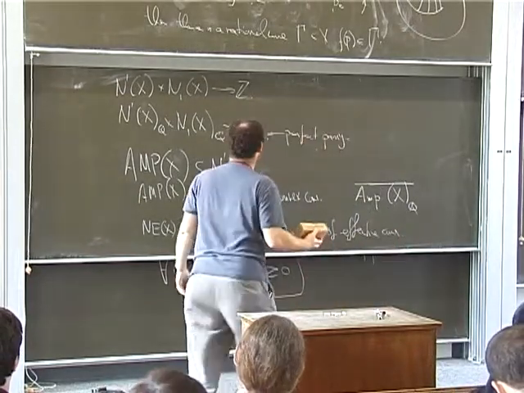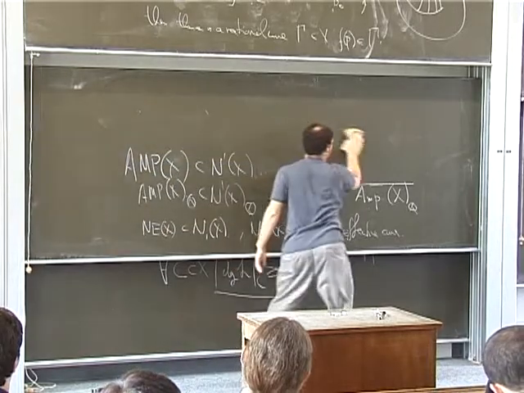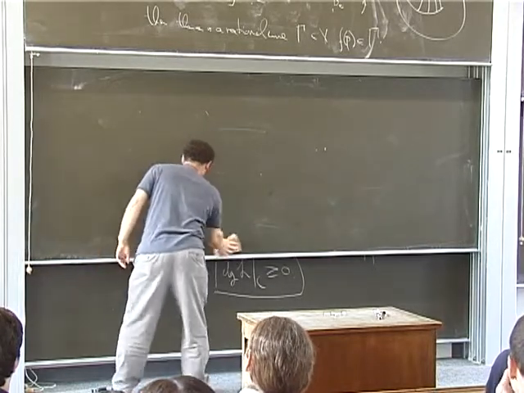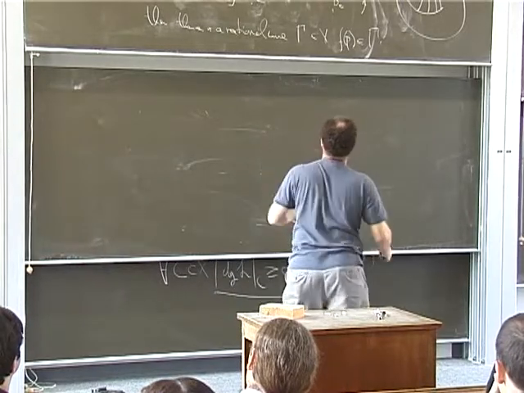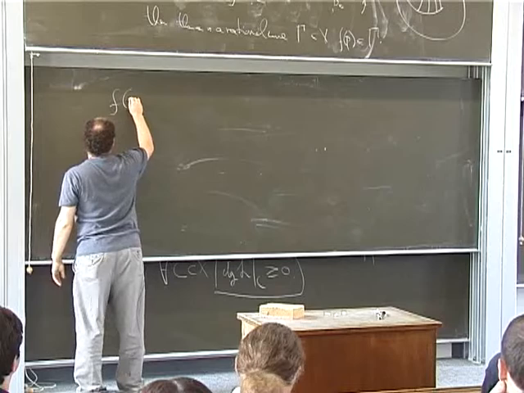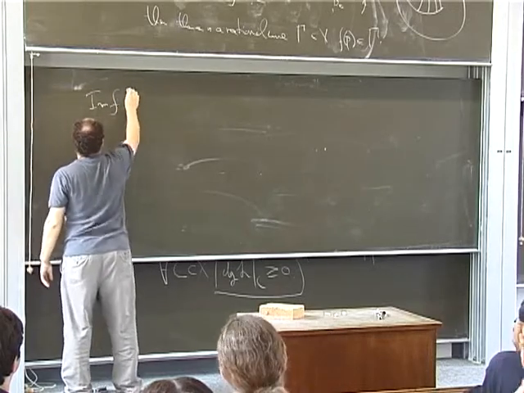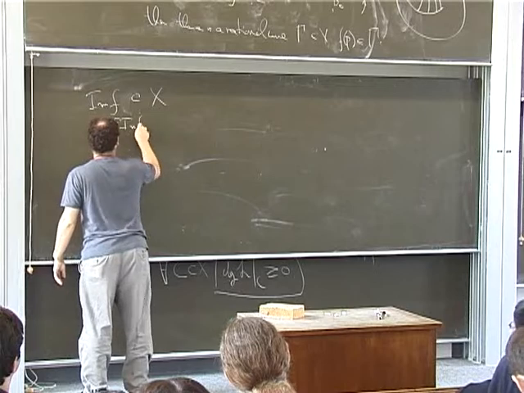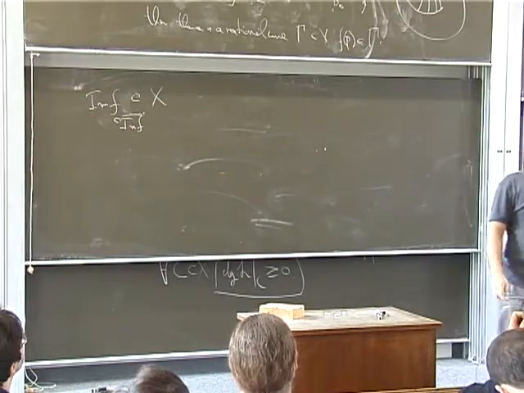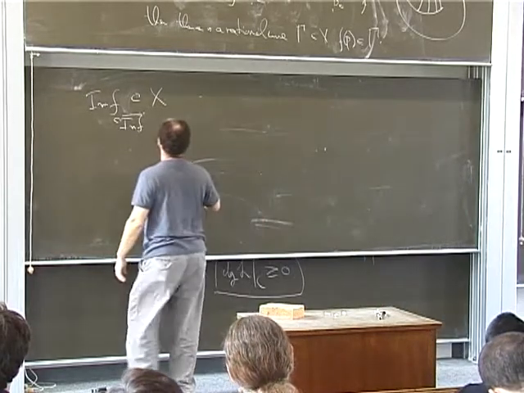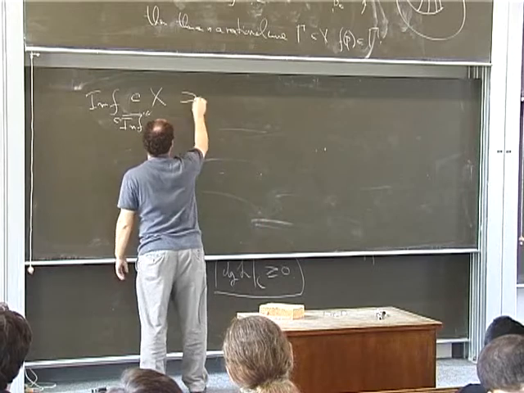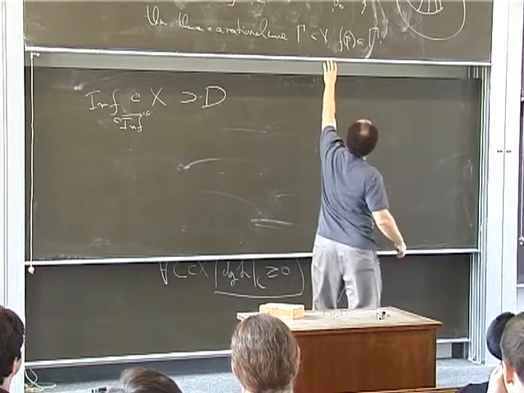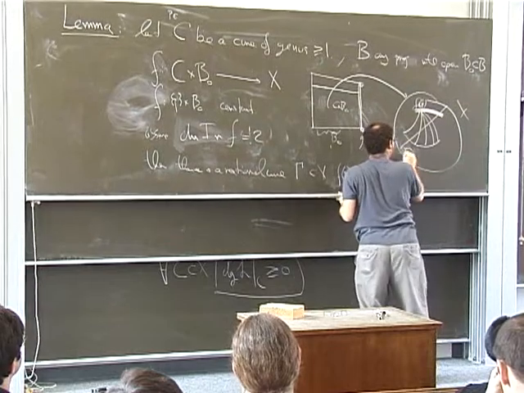So why is this true? Let's think about it. Because of this condition that Franz now reminded me to add. So let's take the image of F inside X, and I can take the closure of the image of F, and there's some ample line bundle there. So it has some ample divisor. And I can easily choose D not to pass through F of P. Okay?